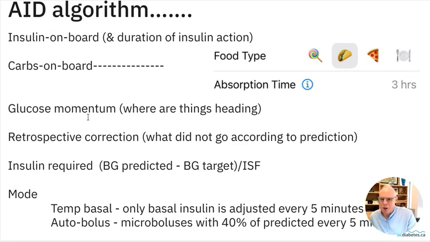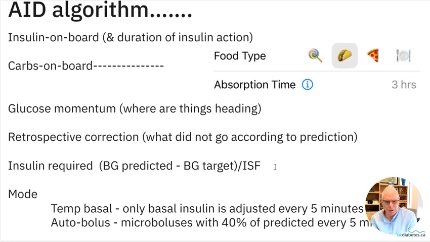The AID algorithm is going to measure glucose momentum, in other words, where things are heading. It's also going to factor in retrospective correction. Imagine the app predicting that something was going to happen in the past that didn't happen, then that would be considered a retrospective correction. So this is also going into the algorithm. And then finally, the amount of insulin required to correct sugar would be based on the predicted glucose minus the target glucose divided by ISF.